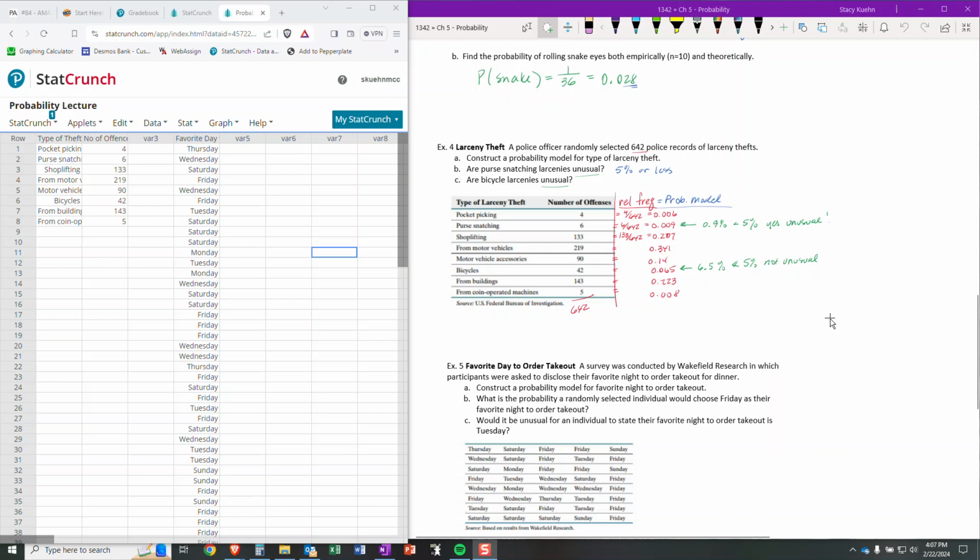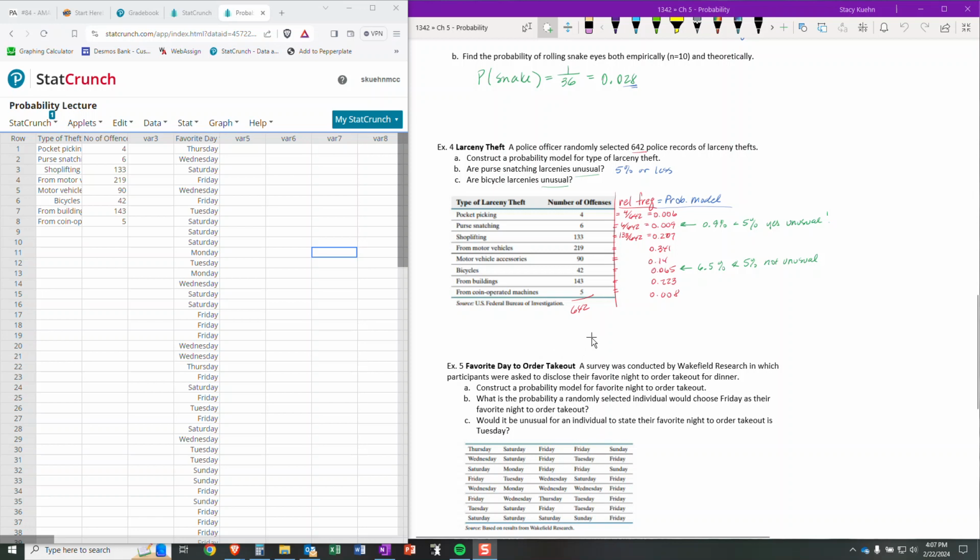One quick note about the larceny theft example we were working together. In this example, we were asked to construct a probability model from a frequency table that had already contained summarized data, which was different from the example we worked in example 5 where we had raw data. If you remember back to chapter 2, we were unable to create a relative frequency table from summarized data.